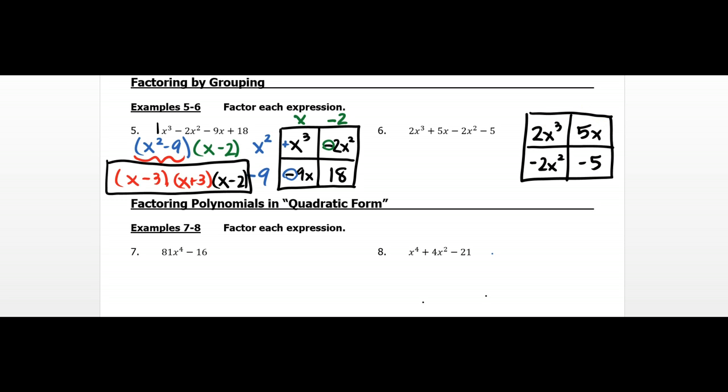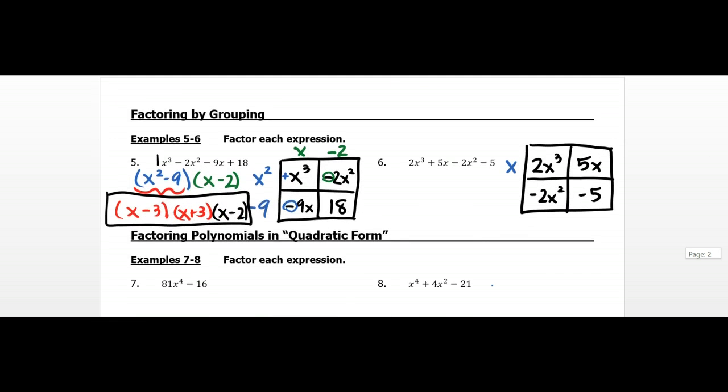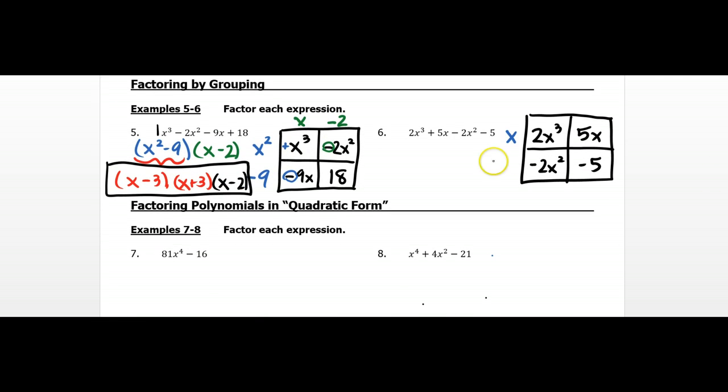So 2x cubed and 5x, the GCF of that would be just x. And then down here, negative 2x squared minus 5, the GCF of that would be minus 1. So one of our binomials will be x minus 1.